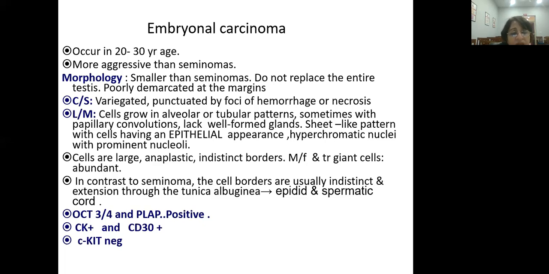Placental alkaline positivity is the tumor marker of this cancer. On immunohistochemistry, because it is of epithelial origin, the word carcinoma being used for malignant tumors of epithelial origin, it is cytokeratin positive and CD30 positive. It is c-kit negative if you compare it with seminoma. Seminoma is c-kit positive; embryonal carcinoma is c-kit negative. The additional markers are cytokeratin and CD30 positivity, and PLAP positivity.